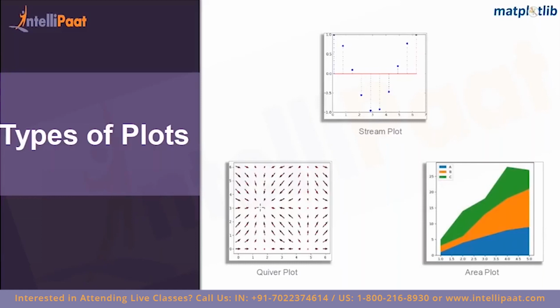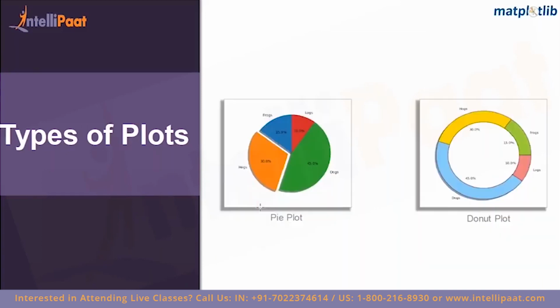Even if you use area plot somewhere down the line, but quiver and stream, let me assure you, you won't use it ever, because we are not going to deal with vectors. That's how. Okay, so any questions on these three plots?